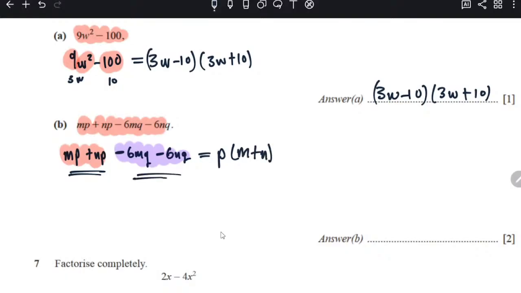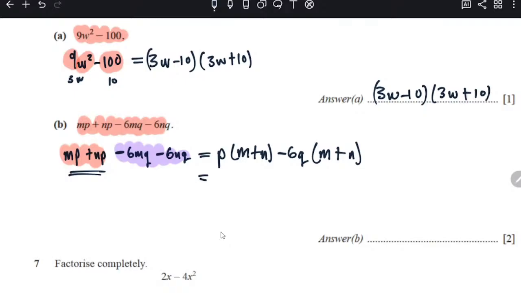Then let's look at the second one. What is common here? There's a minus 6, and there is a Q. So minus 6Q. Then we open bracket. What do we remain with here? M. Then remember here, minus 6 is gone, so it's now a plus. Then here you remain with an N. So now you have M plus N and another M plus N. That's very good.